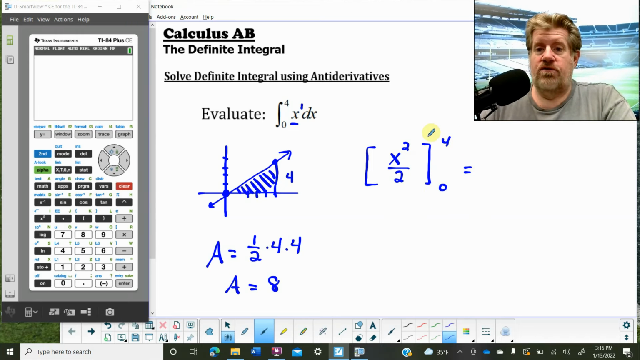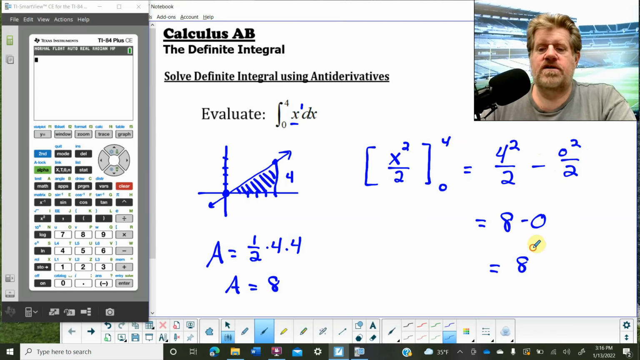Since we have these values, we're going to evaluate it from 0 to 4, which means I'm going to plug in the number 4 into this equation. So it's going to be 4 squared over 2. Then I'm going to subtract the bottom one. So I'm going to plug in 0. 0 squared over 2. That's kind of redundant, but 4 squared is 16. Half of 16 is 8. And 0 squared is 0. 0 divided by 2 is 0. Minus 0. Okay, the answer is 8.